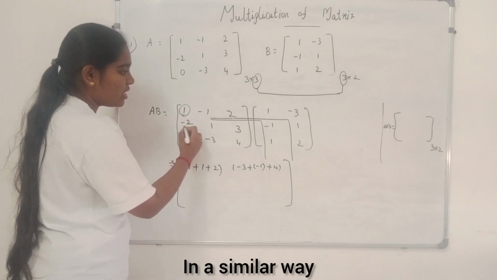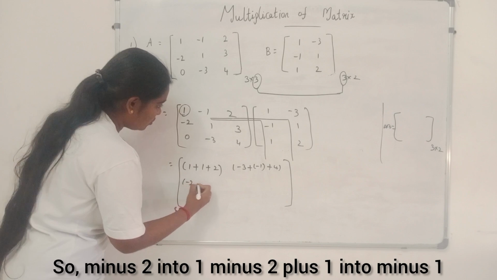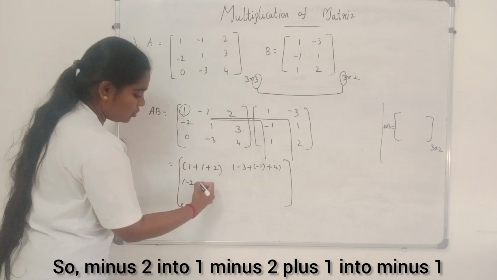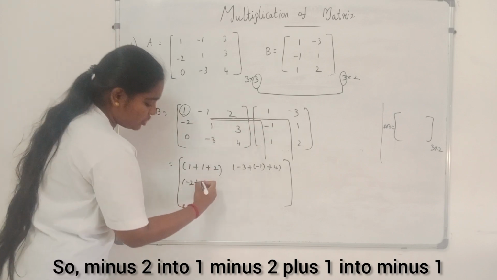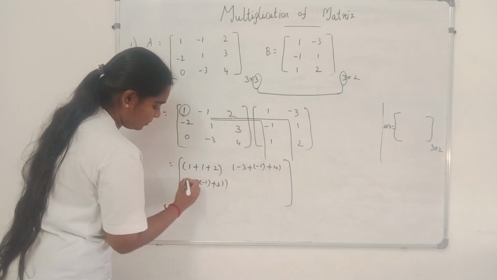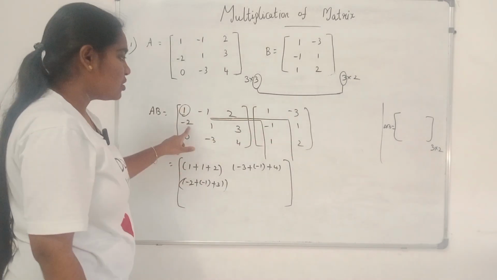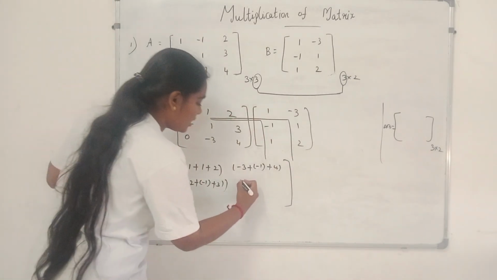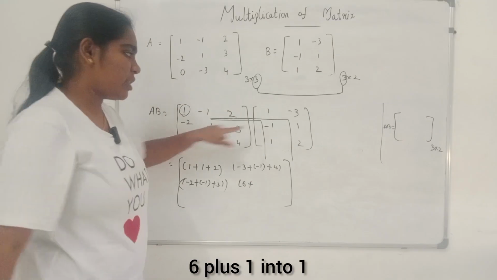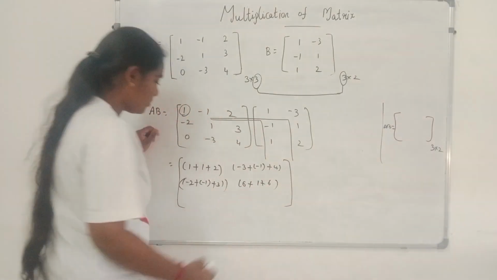Okay, in a similar way, the second row with the first column. So, minus 2 into 1, minus 2, plus 1 into minus 1, minus 1, plus 3 into 1, 3. Next, the second row with the second column. So, minus 2 into minus 3, 6, plus 1 into 1, 1, plus 3 into 2, 6.